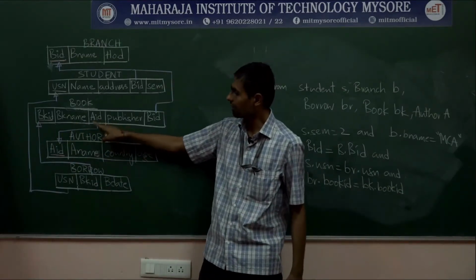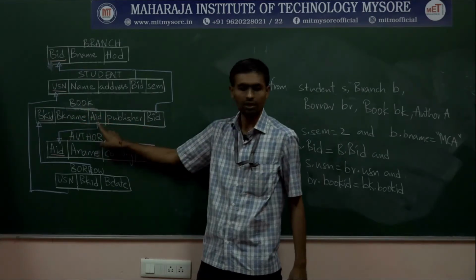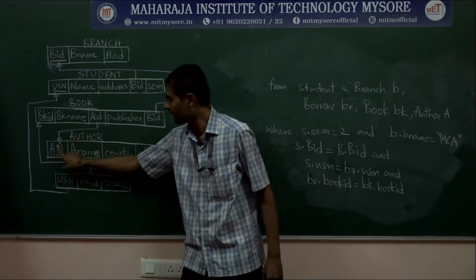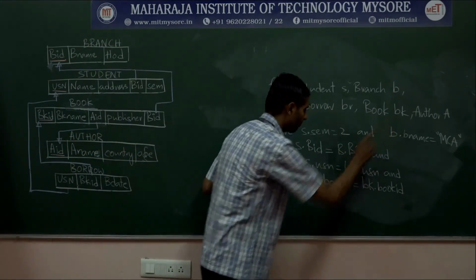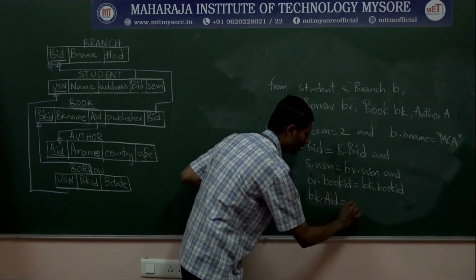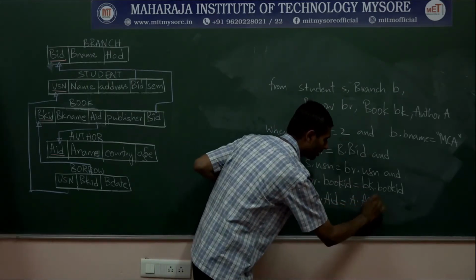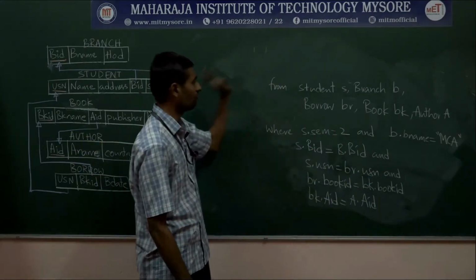Why? We require the author name also. In the book table I have an AID. With the help of this AID I can get the author name, right? So for that, book means bk, bk.aid should be equal to author.aid, right? That's it. I'll get the author name. Then just retrieve whatever you want.